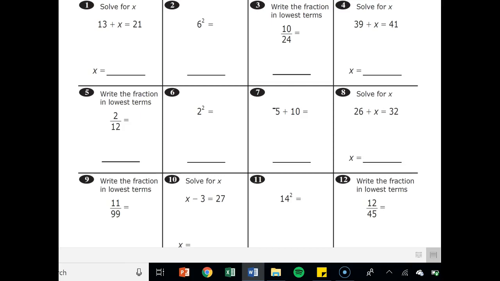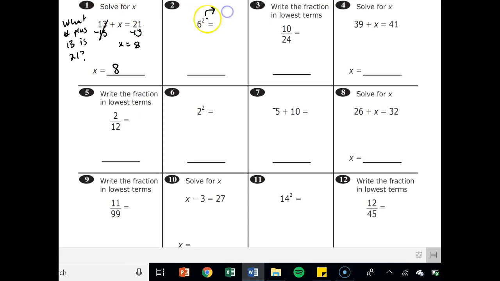So for number 1, it says solve for x. Basically 13 plus x equals 21. Ask yourself, what number plus 13 is 21, right? And the way to do this is simply just subtract both sides by 13. If you do that, you'll get x is equal to 8. And 13 plus 8 is 21, right?